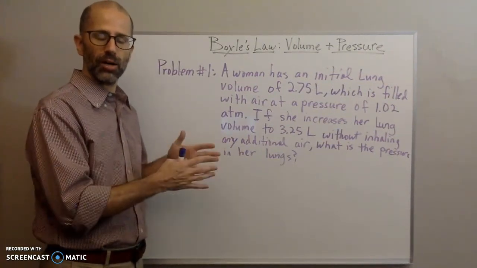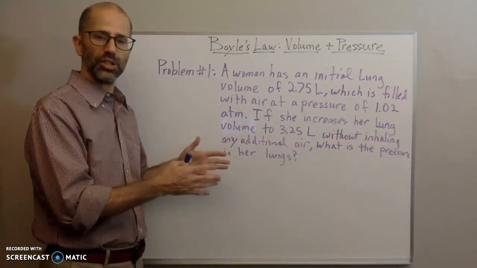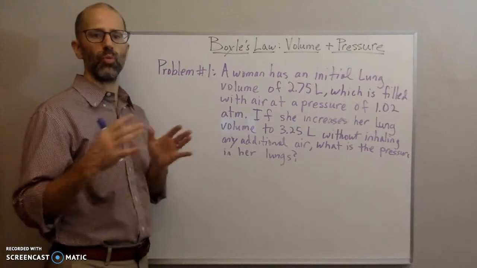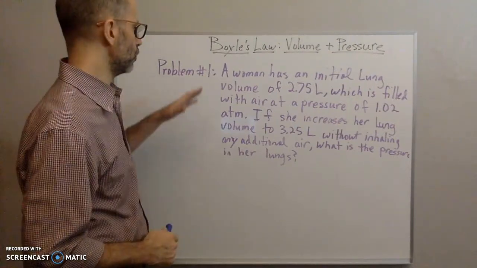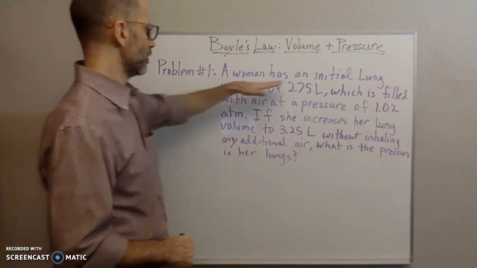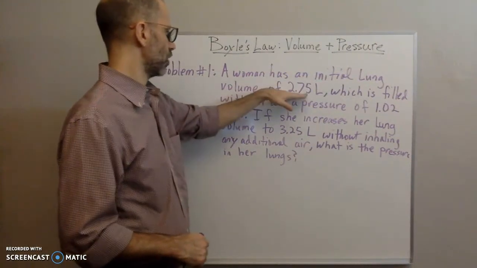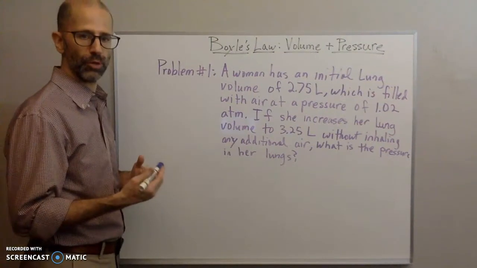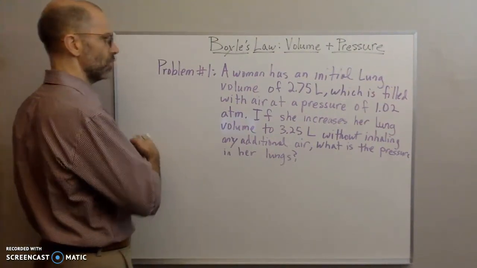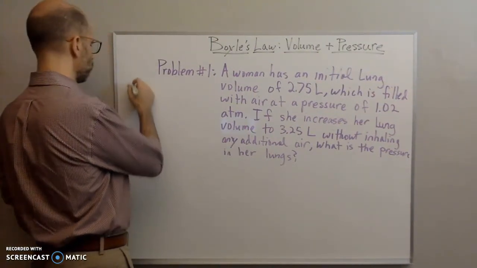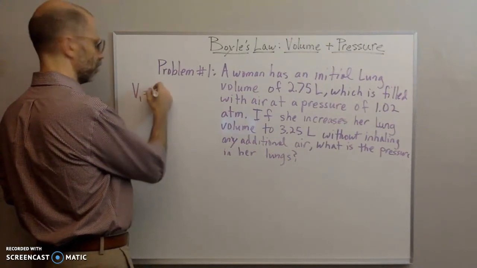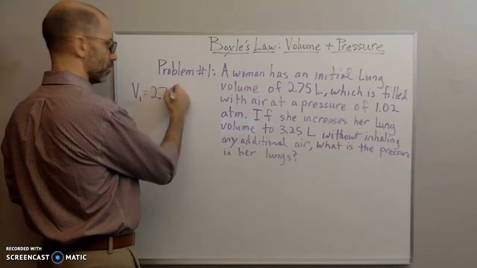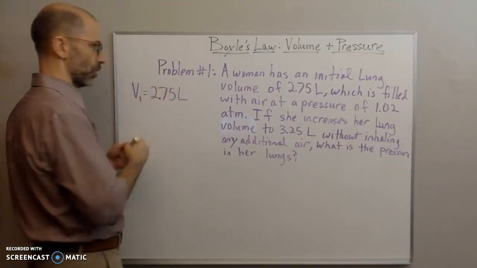So right away, what you need to be doing is write down the information and think about what the initial conditions were and what the final conditions were. So what do you start with and what are you ending with? So what we're starting with, it says an initial lung volume of 2.75 liters. So that's going to be our V1. V1 is our initial volume. V1 is going to be equal to 2.75 liters.